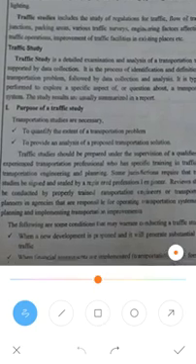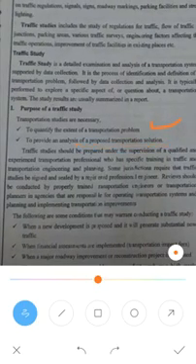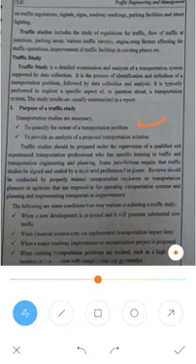In the purpose of traffic studies, it is necessary to quantify the extent of the transportation problem, and also to provide the analysis of the proposed transportation solutions. These are the two major things for traffic studies. It also provides supervision by qualified and experienced transportation professionals who have specific training in traffic and transportation engineering and planning.